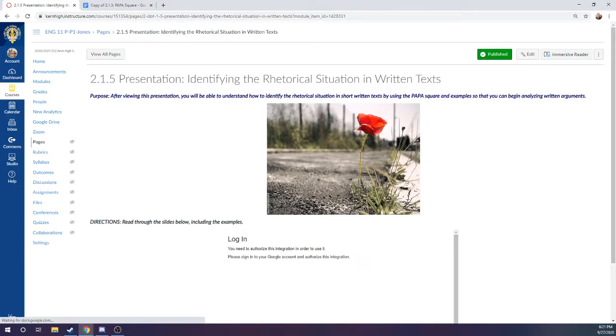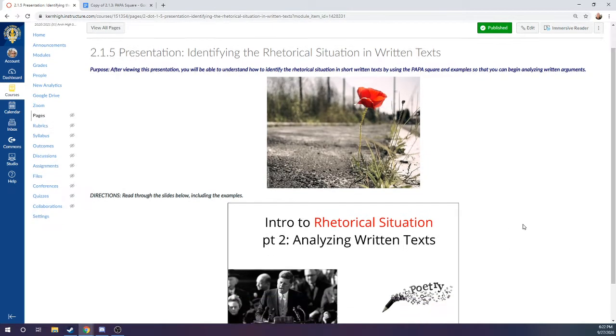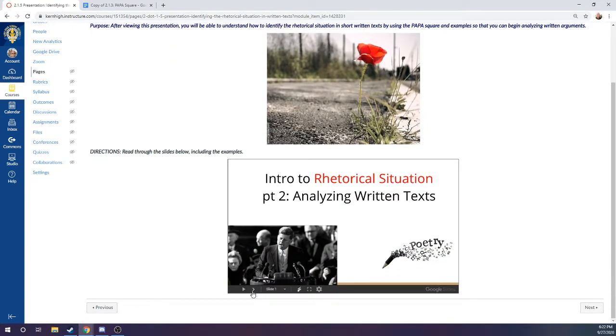All right, we have another presentation here. This one I'll also give to you in our Zoom meeting, but you can flip through here on your own, and it basically talks about those 4 categories. It talks about the rhetorical situation.